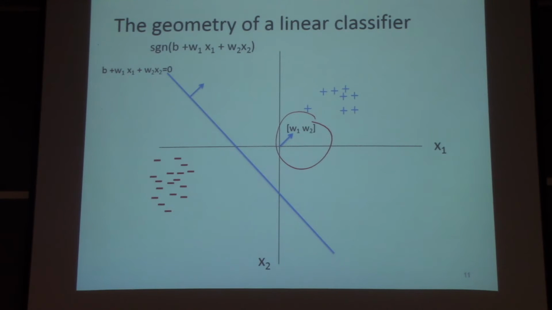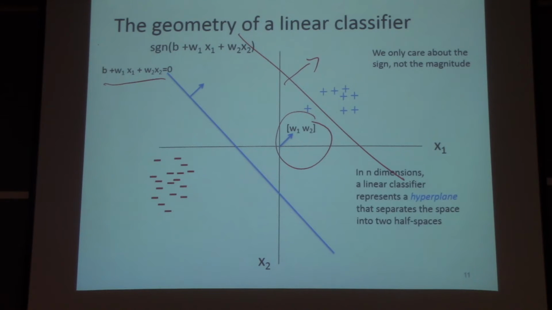And the B moves the line in parallel. This line here is for some B, and a parallel line will have another B, so this could be B prime. What is important is that we only care about the sign of this score, B plus W dot X. We don't care about the actual value of the score, and this becomes important in defining learning algorithms.